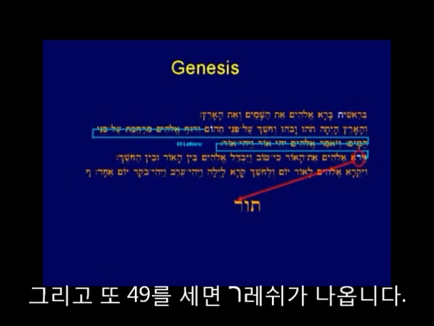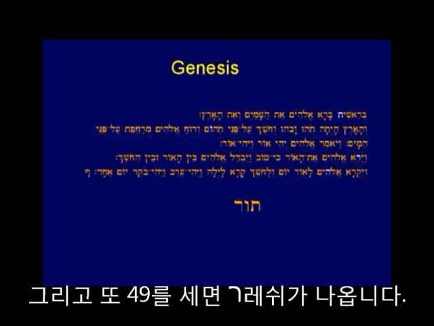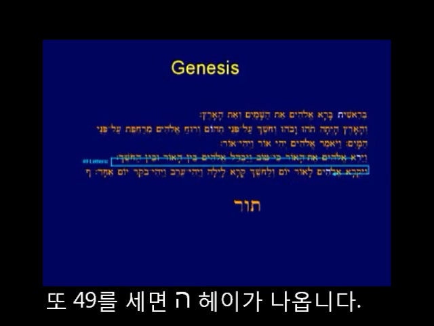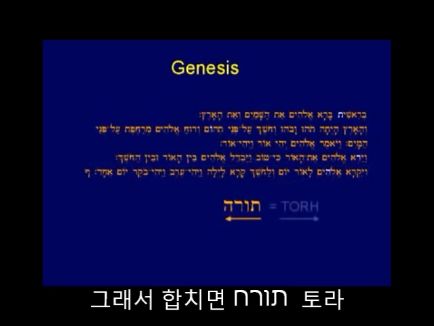You count 49 more letters, and you come to a resh, which is sort of like our R. And you count 49 more letters, you come to a he. So those 4 letters spell Torah.